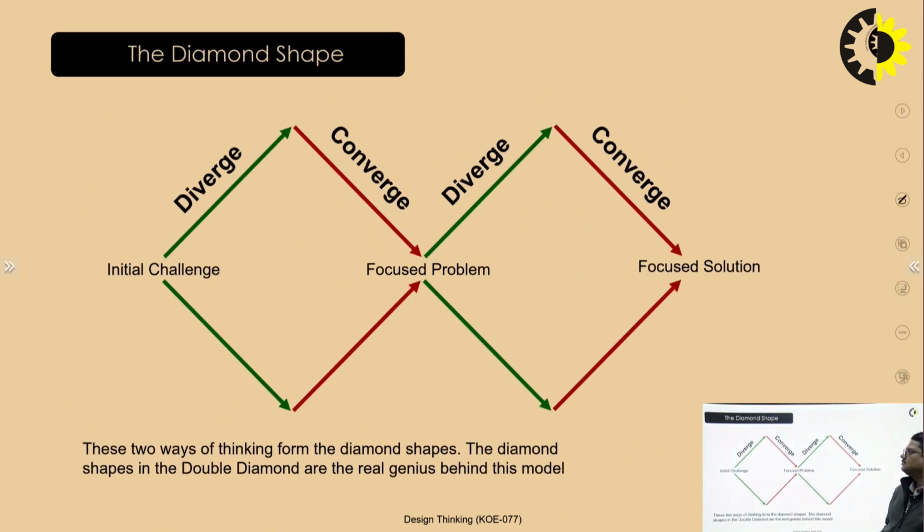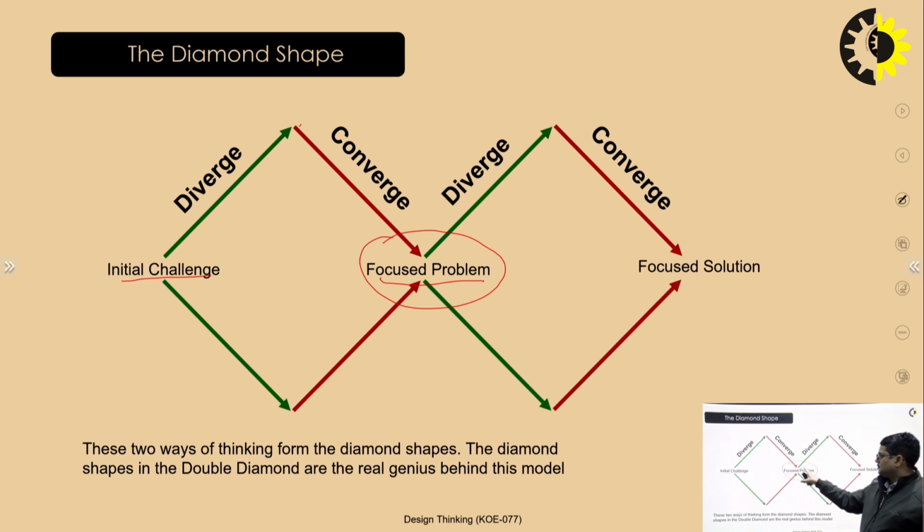So, now we are coming to the diamond shape, on the basis of which it is known as the double diamond approach. Here you can see the two diamonds, as I have already shown in some other format in my previous slides. We start with some initial challenge, which I have mentioned here. Now, we want to focus on a particular problem. First, we start with divergent thinking. Then we need to converge all those ideas so that we can focus on a particular problem, right?